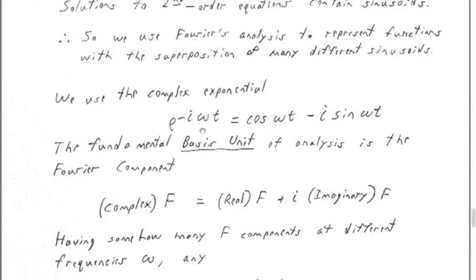So e to the minus i omega t is equal to cosine omega t minus i sine omega t. If instead it's e to the plus i omega t, then the definition is cosine omega t plus i sine omega t. What this is basically representing is that e to the i omega t is one complex number, sometimes I'll even call it a complex scalar. That complex number consists of a real part, the cosine omega t, and also an imaginary part, the part that is after the i.